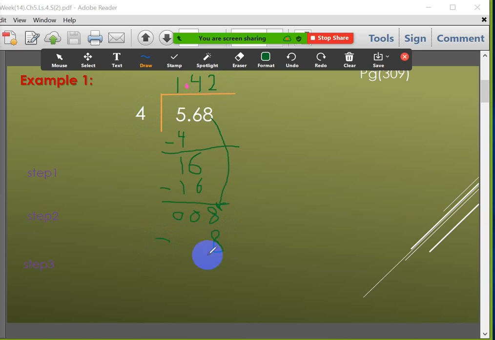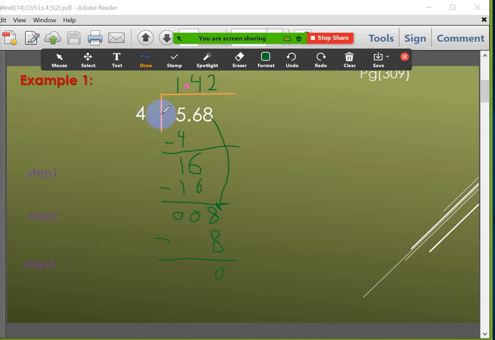Then I will subtract. 8 minus 8 equals 0. So the quotient here is what? The quotient is 1.42 hundredths. Of course, in the decimal division, there is no remainder. So this is the answer for this division.